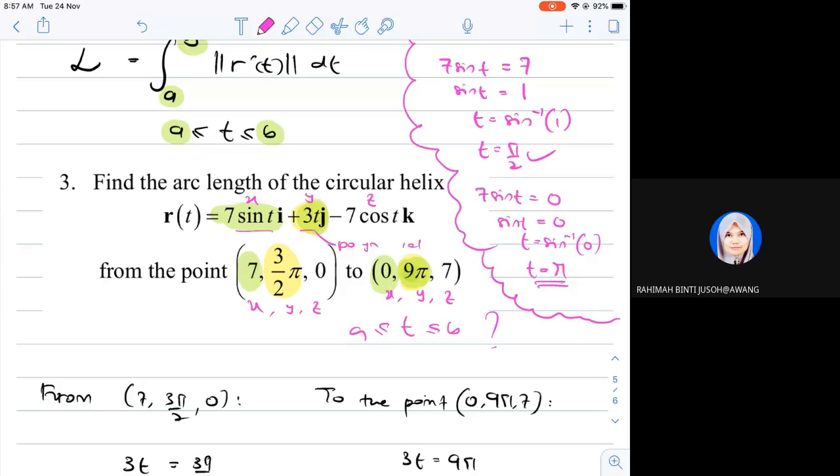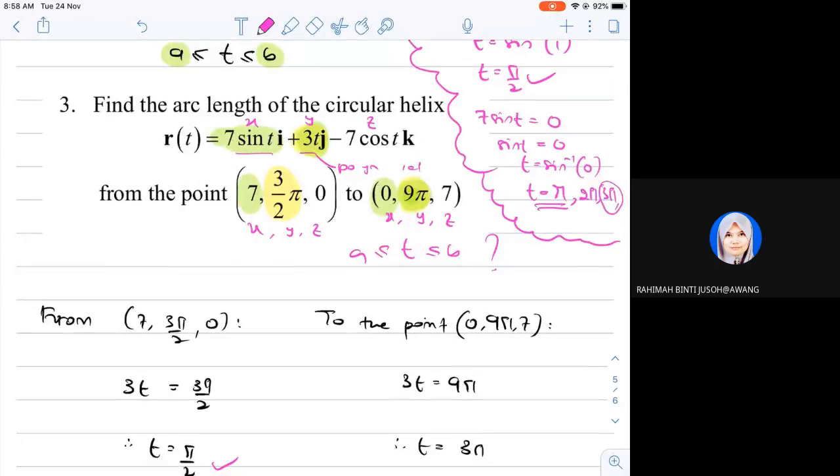If you choose to find it from the component x, which is a trigonometric function, you will have pi, 2 pi, 3 pi. It goes like that, so complicated. Only at the end do we know it is 3 pi. So it's better for you to choose the polynomial. Given a question like this, directly look for the polynomial terms.